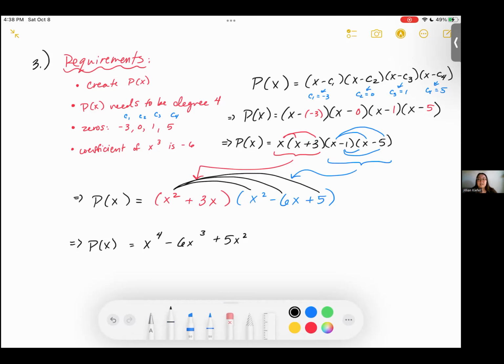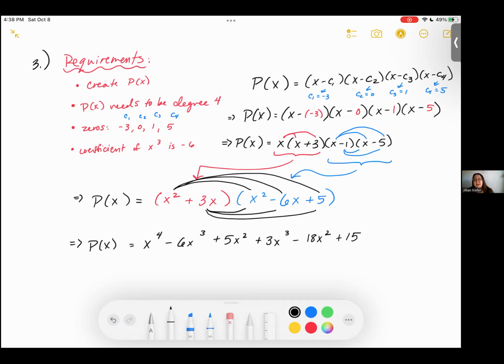Then we're going to take the second term of the first factor and do the same thing. So we're going to take 3x times x squared. That would be plus 3x cubed. 3x times -6x is going to be -18x squared. And 3x times 5 is going to be plus 15.